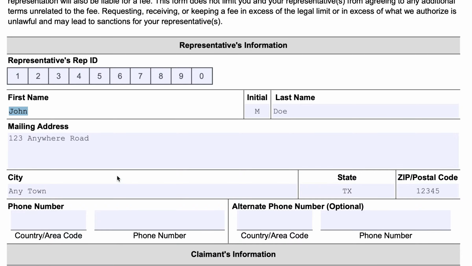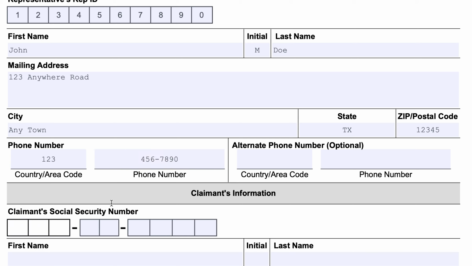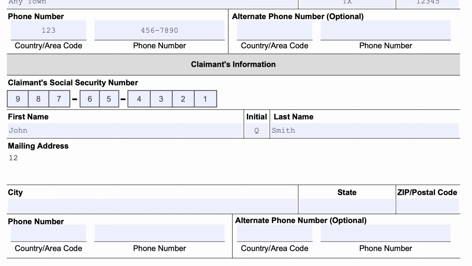So in this case, John Doe is representing the client. So this is the representative's information. So he's putting it in, oh, sorry. There we go. Now we're going to enter your Social Security number as the claimant. And he lives right next door to John Doe. That's convenient.